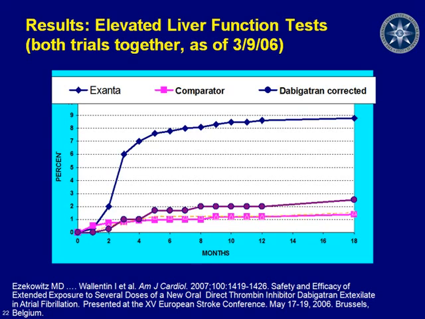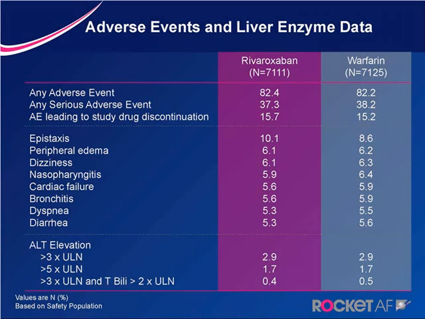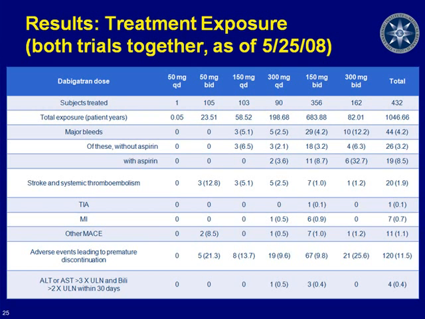This first slide shows that the Dabigatran is not toxic to the liver. The second slide, next slide, shows Apixaban is not toxic to the liver. And the third slide shows that Warfarin similarly is not toxic to the liver. The next slide details the early development of the Dabigatran.